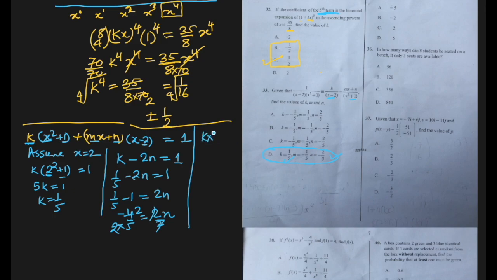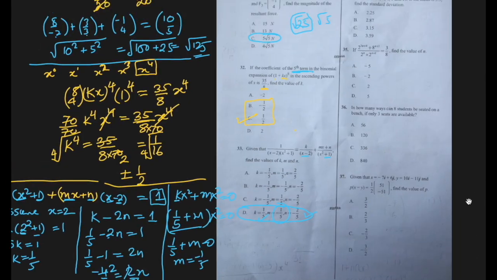So kx square. Now mx times x will give me mx square. And on the right side, there is only 1. There is no x square, so I will write it equal to 0x square. So k is known to us, 1 over 5 plus m equal to 0. So 1 over 5 plus m equal to 0, m is negative 1/5. Yes, that is also true. So D is confirmed to be the answer of this one.